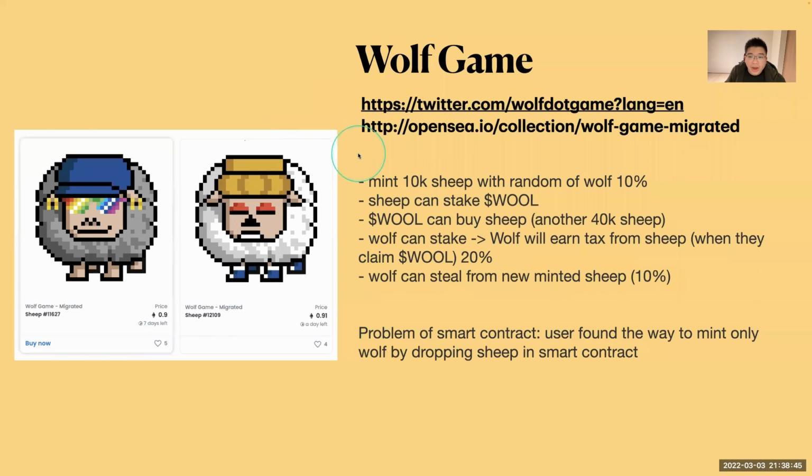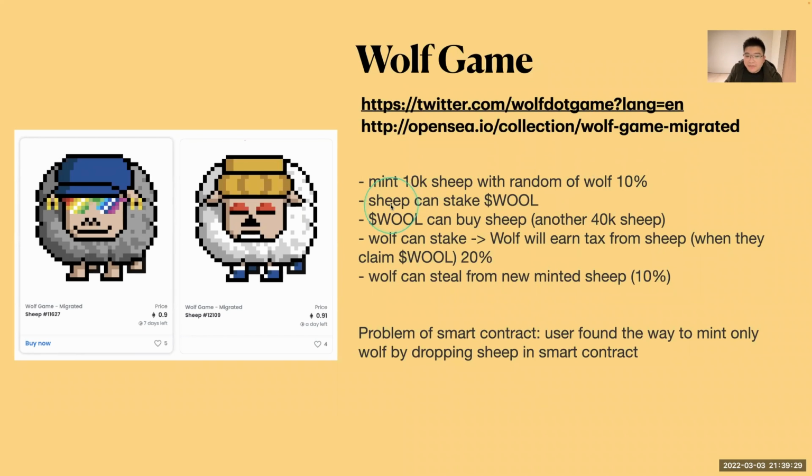Oh, this one, Wolf Game from last year. This one is interesting. They try to create NFTs that look a little bit like a game. They have a limit of 10K sheep, with random rarities, that you can exchange for. It's not only JPEG pictures. And it will randomly give a wolf 10% of the time. So if you mint this NFT, you have a 10% chance that you will get a wolf as an NFT.